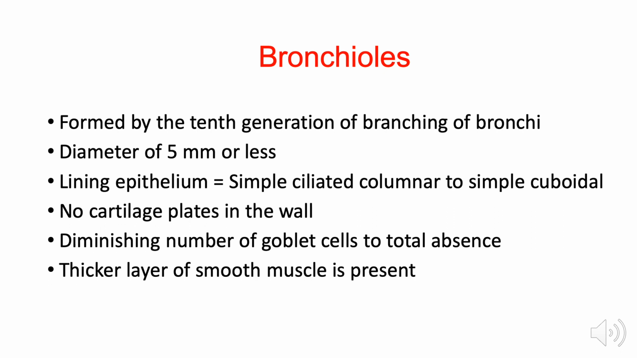The lining epithelium will become simple ciliated columnar from pseudostratified ciliated columnar. It has to become simple ciliated columnar because it has to lessen its height. Later on, the lining epithelium will become simple cuboidal until such time that it will become simple squamous at the level of the alveoli. What are now the unique features of the bronchioles under the microscope?